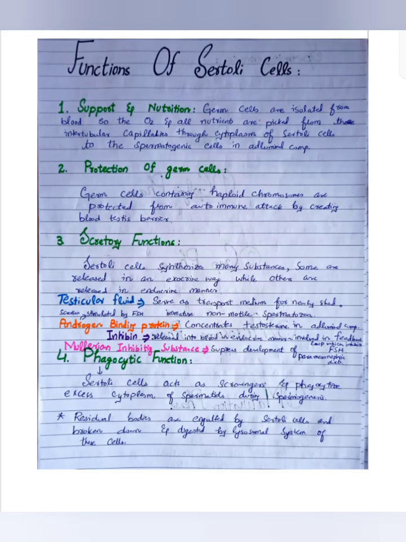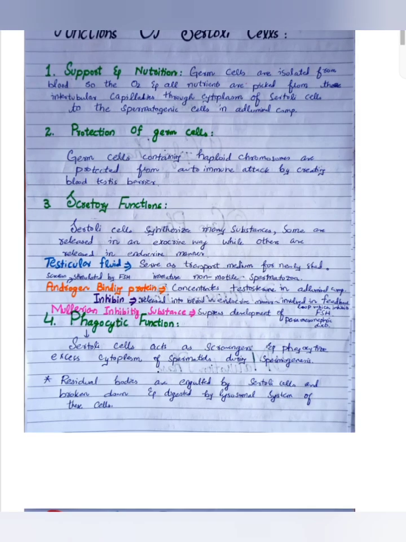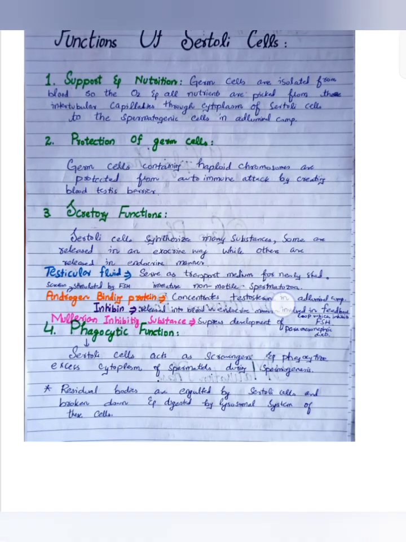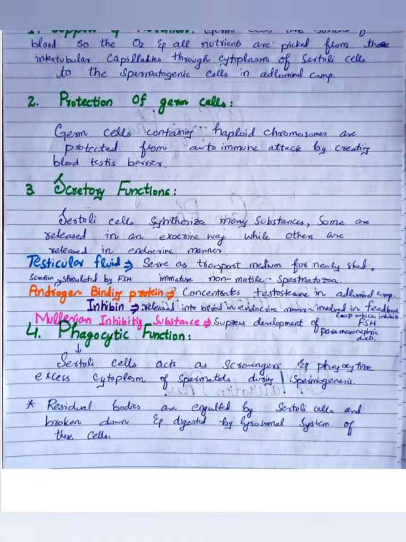Now let's see the functions of the Sertoli cells. So these Sertoli cells have the functions of support and nutrition. Because the germ cells are isolated from blood, the oxygen and all the nutrients are provided from the intertubular connective tissue through the cytoplasm of the Sertoli cells to the spermatogenic cells in the adluminal compartment. And these Sertoli cells are also involved in the protection of the germ cells. Germ cells contain haploid chromosomes and therefore are protected from autoimmune attack by creating the blood-testis barrier.